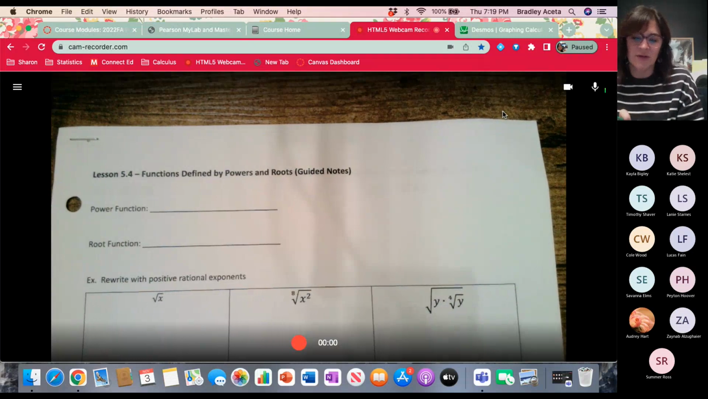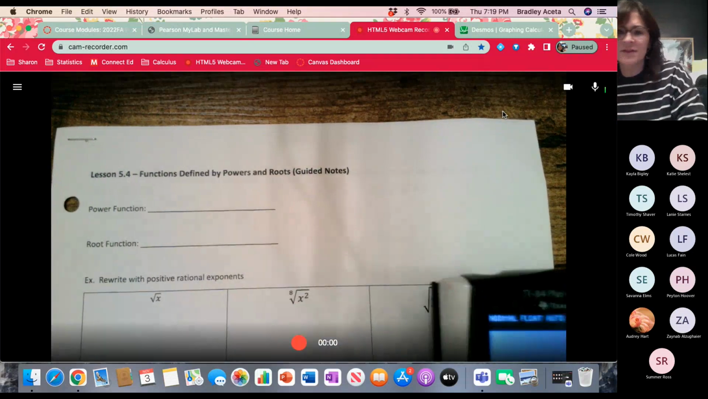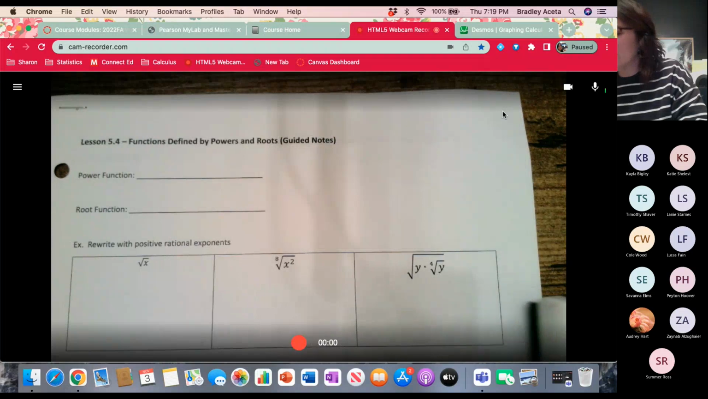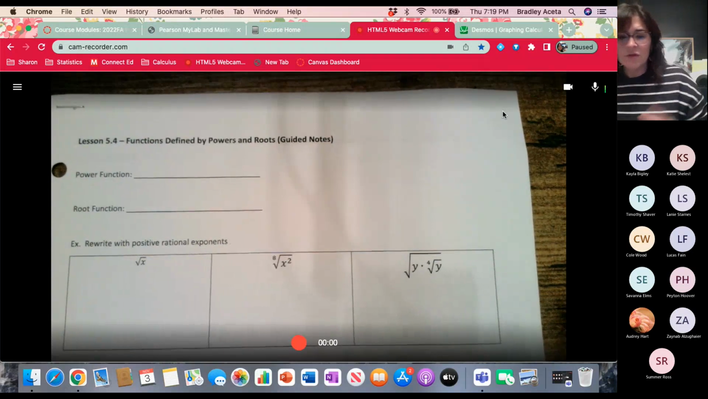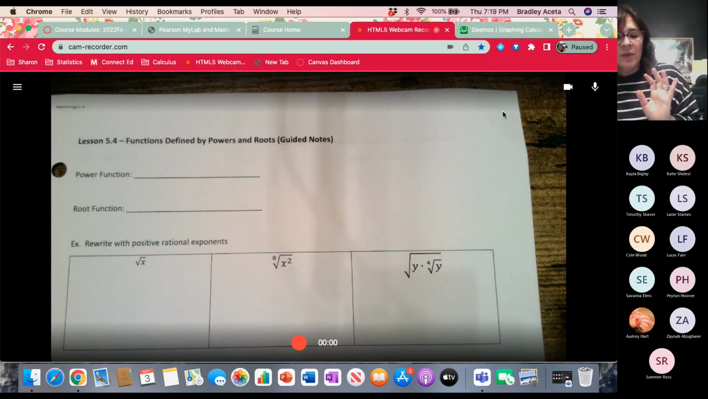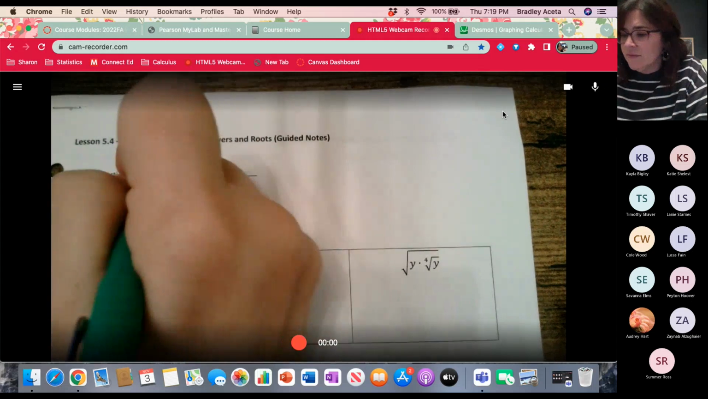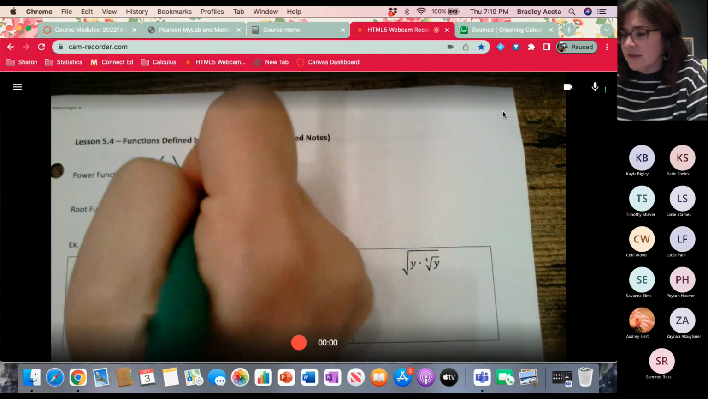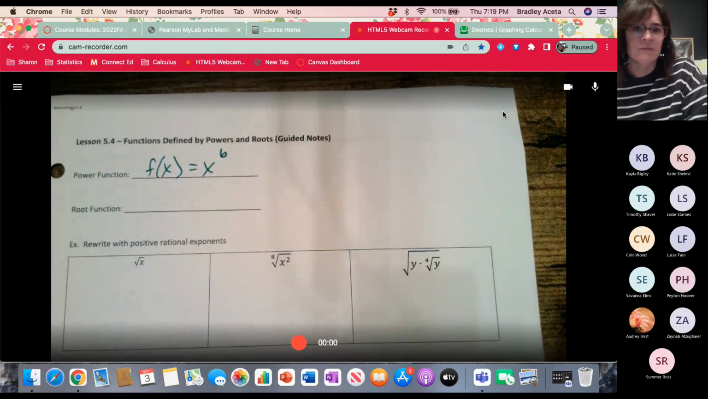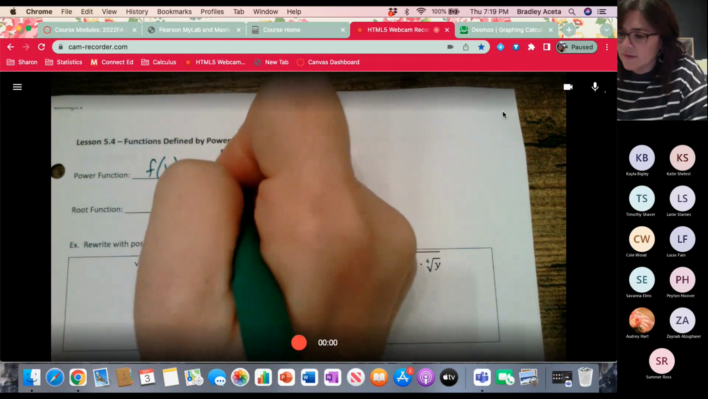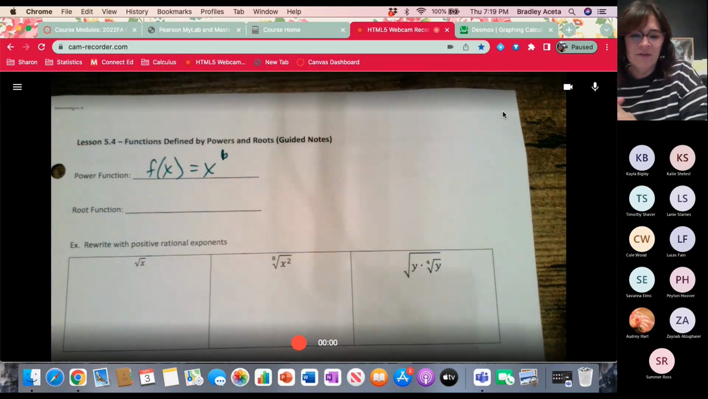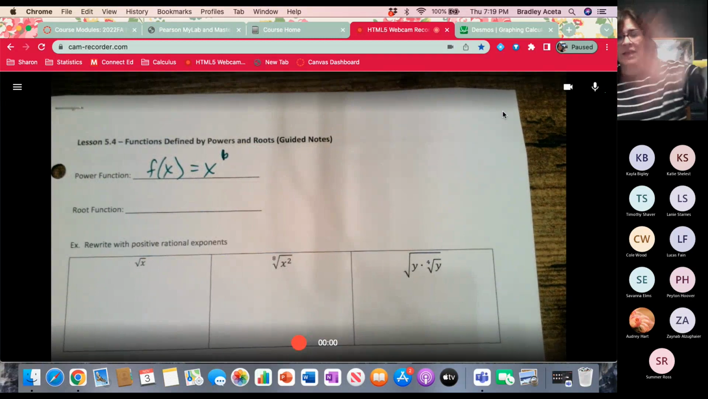solve really from your calculator. You just have to understand a few things about power functions. So we're going to do functions defined by roots and by powers. Your power function is written in the form of f of x equals x to the b. That's not a 6, that's a b. F of x equals x to a power. X to a power is a power function.